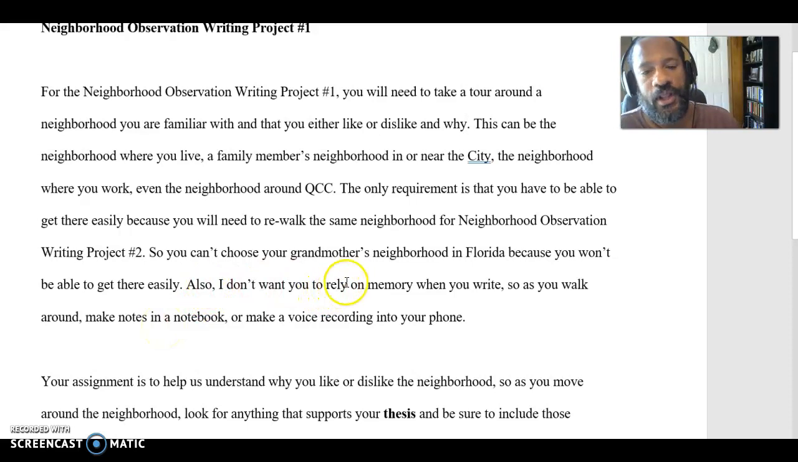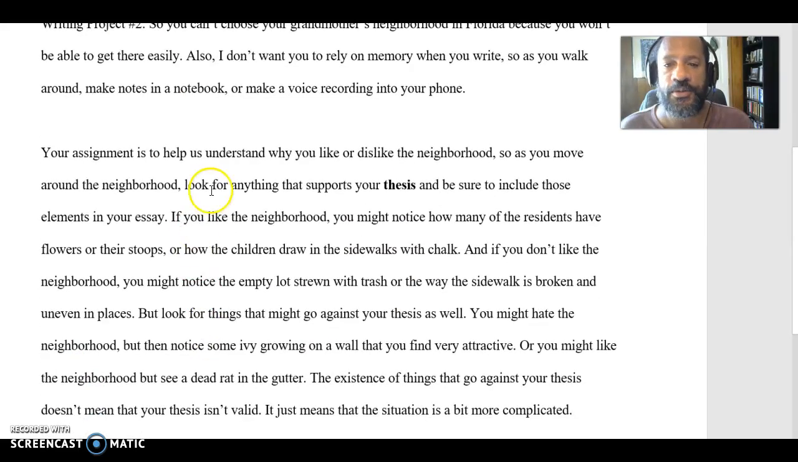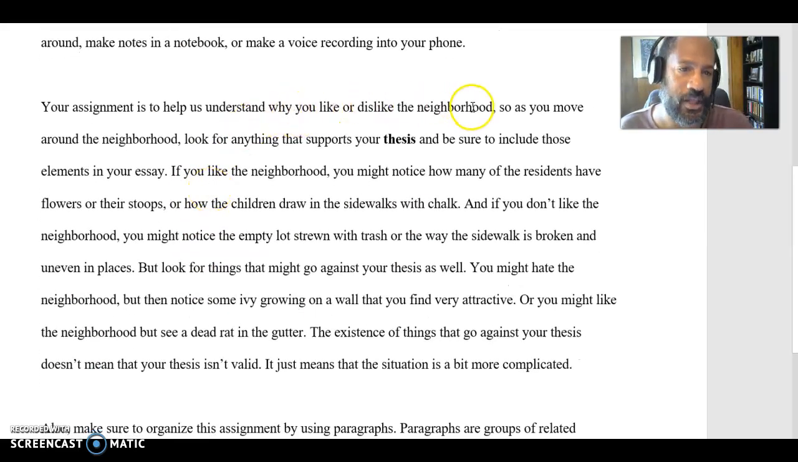Also, I don't want you to rely on memory when you write, so as you walk around, make notes in a notebook or make a voice recording on your phone. By the way, this document is in the folder for next week, so you can see that and you can print this out. Your assignment is to help us understand why you like or dislike the neighborhood.